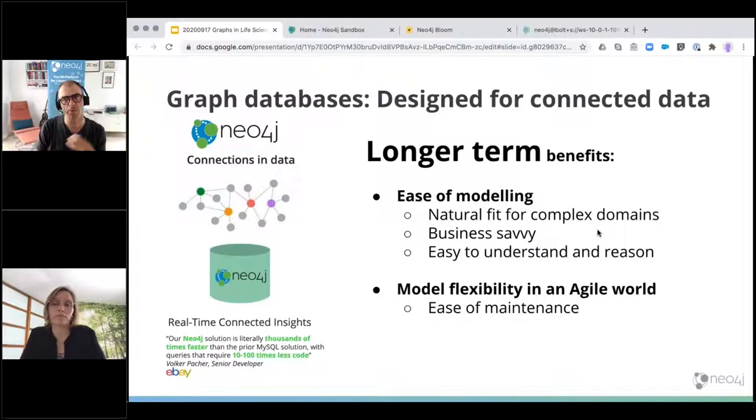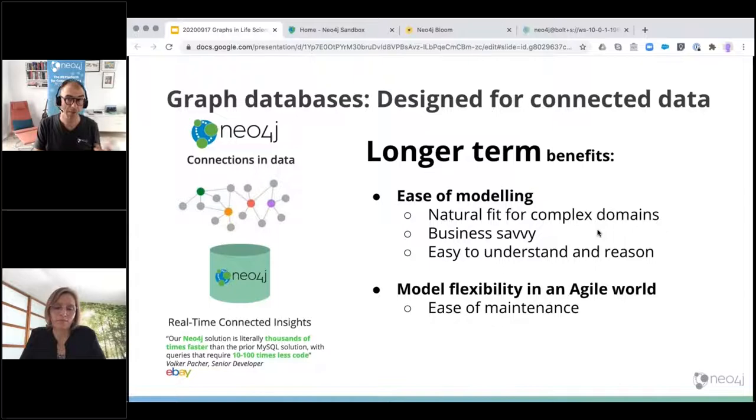Which gives you ease of maintenance, ease of flexibility, ease of implementation as well, and ease of understanding, I would say. It makes it way easier for people to understand the data that is being stored here. So this is a longer term benefit that we're getting from working with these property graphs.